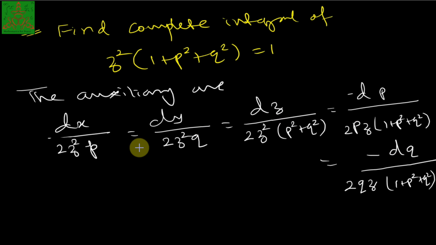So if I compare these last two equations, cancelling out that minus sign, we'll have dp upon p is equal to dq upon q, that you can just observe. And if I take the integration, this will give me ln of p is equal to ln of q plus some constant ln of a, so that will give me p equal to aq.